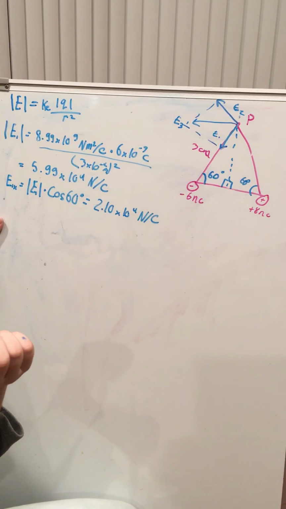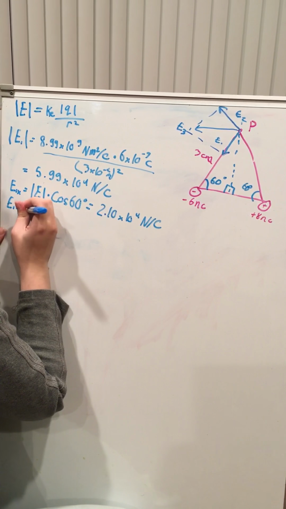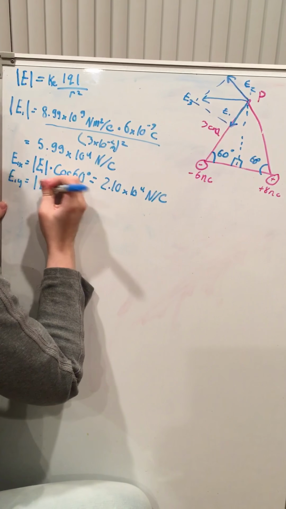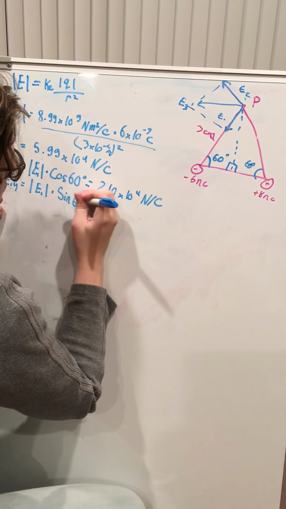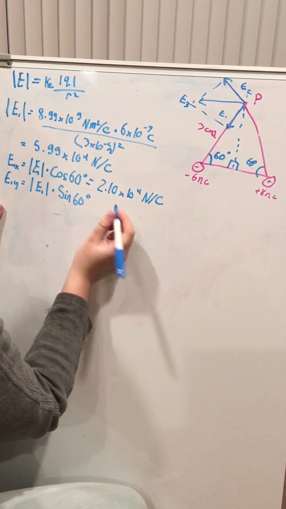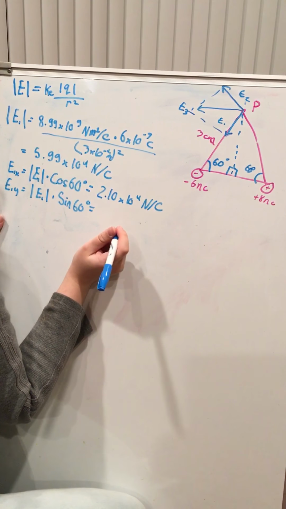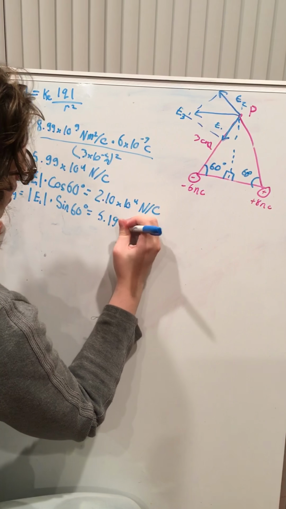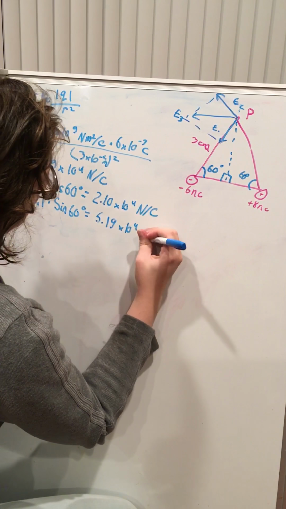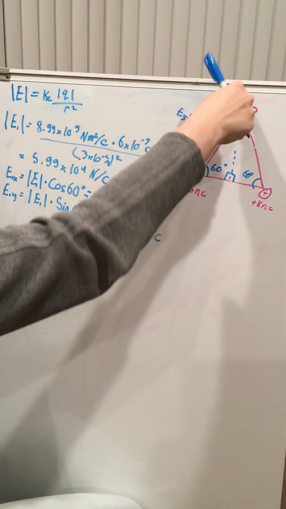Now we want to do the same thing with the y component. So E1y equals the magnitude of E1 times the sine of 60 degrees, because we've got the 60 there, and that is equal to about 5.19 times 10 to the 4 newtons per coulomb. Now we want to do the same thing to E2.